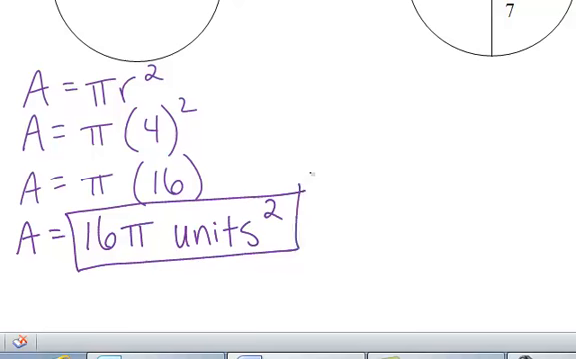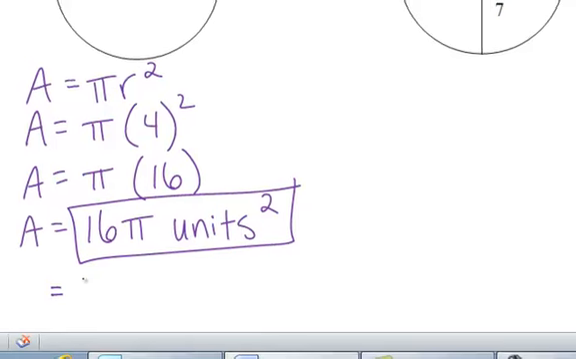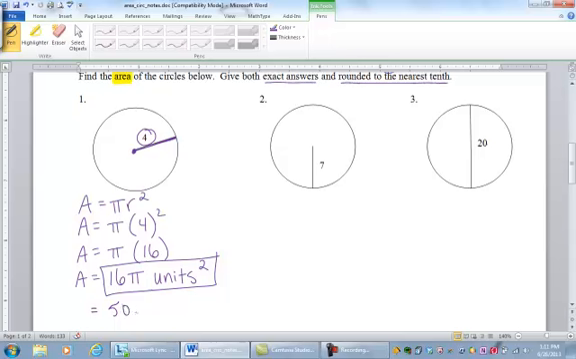That's my exact answer. And once you have your exact answer, it's very easy to also get the decimal equivalent. So all you need to do in your calculator is type 16 times 3.14, and it's 50.24, which is going to round to 50.2 units squared.